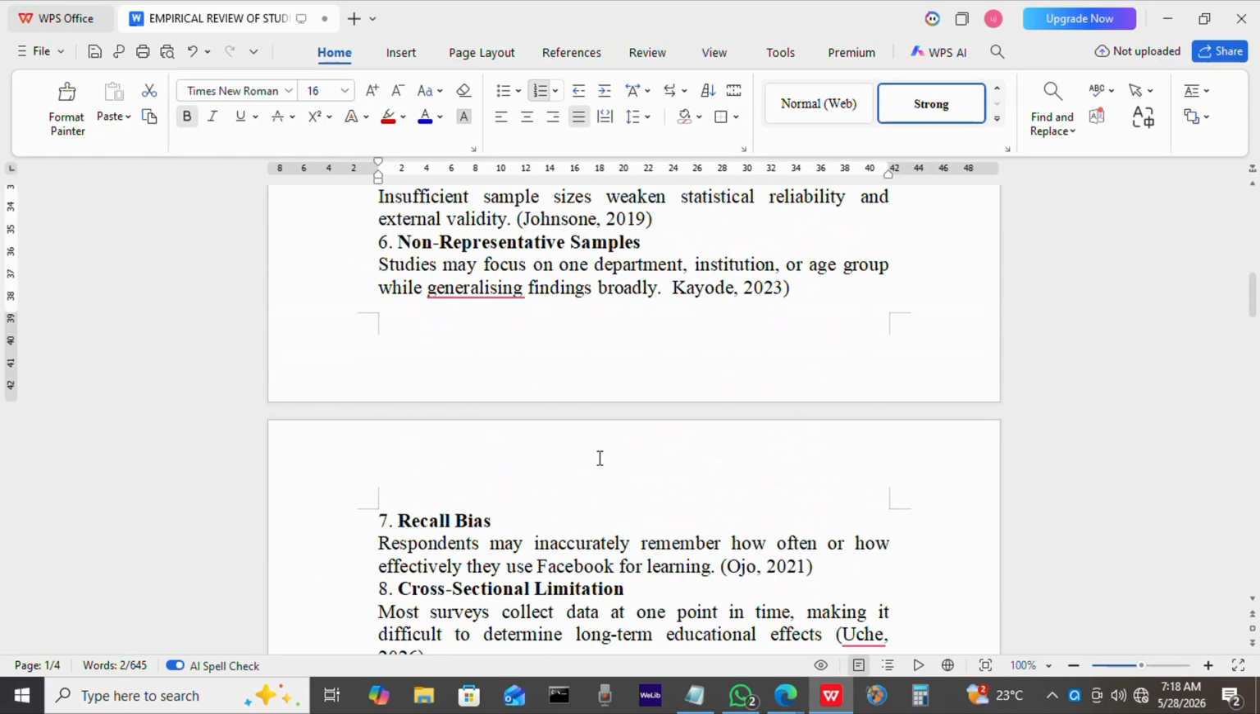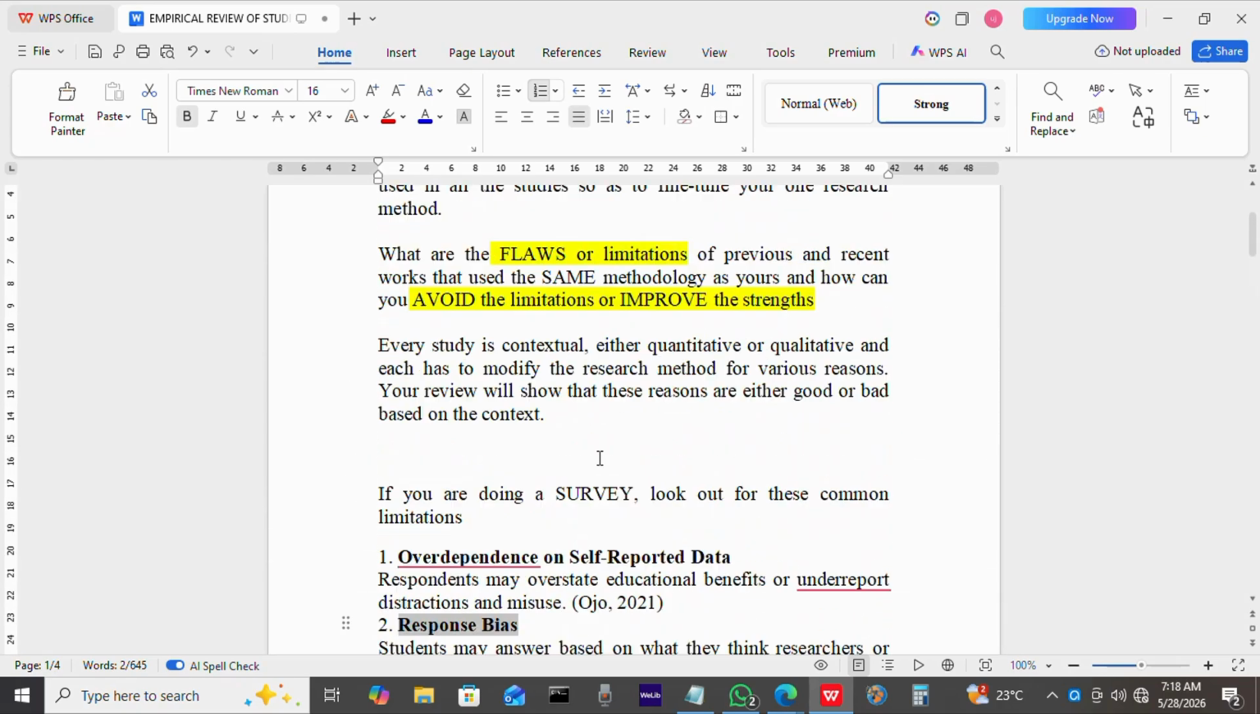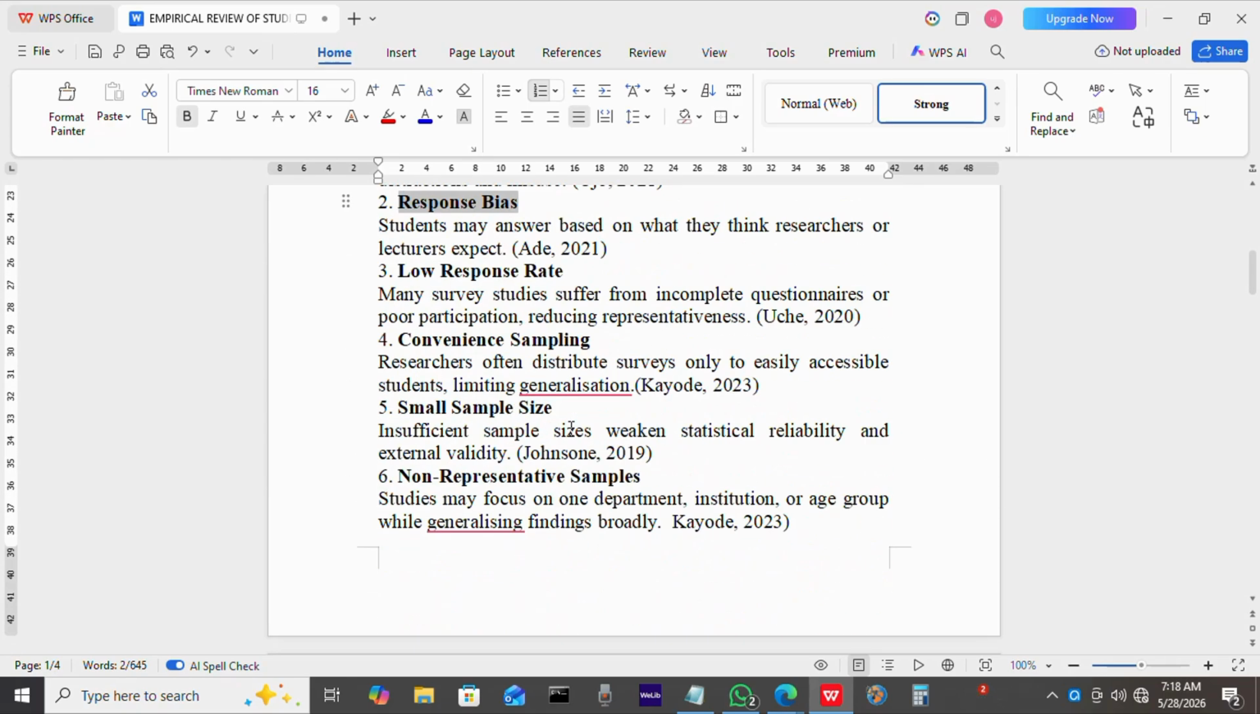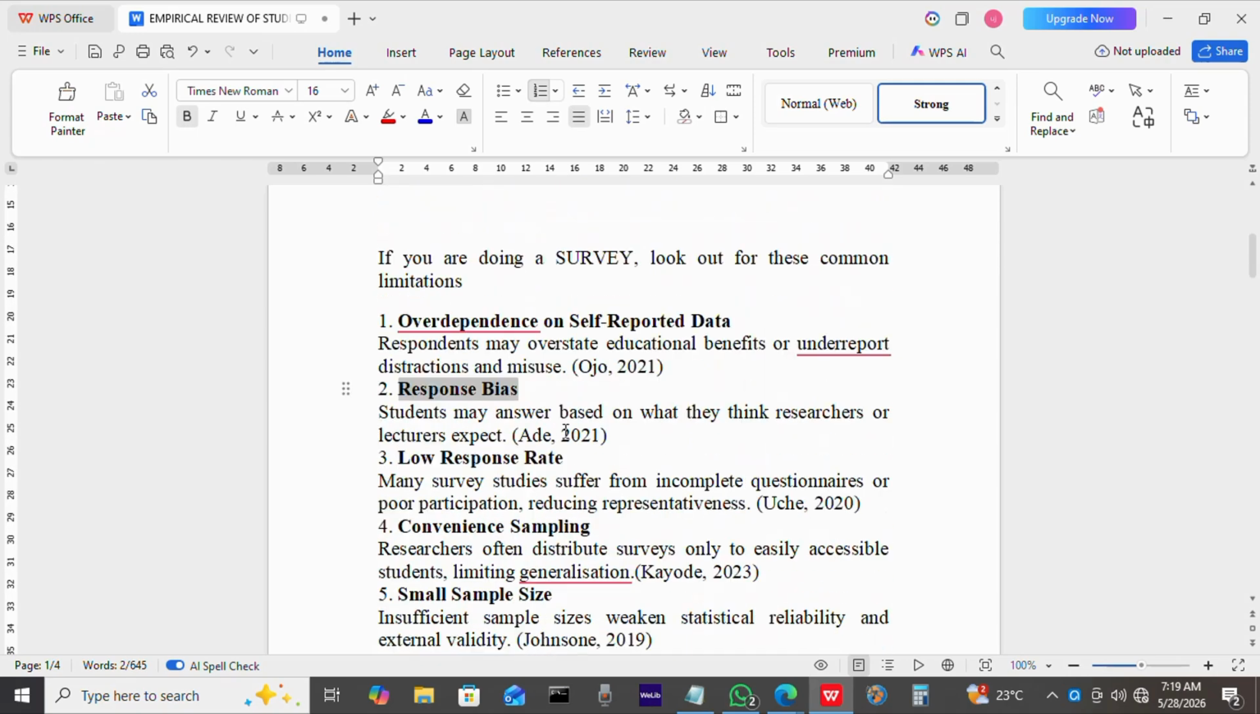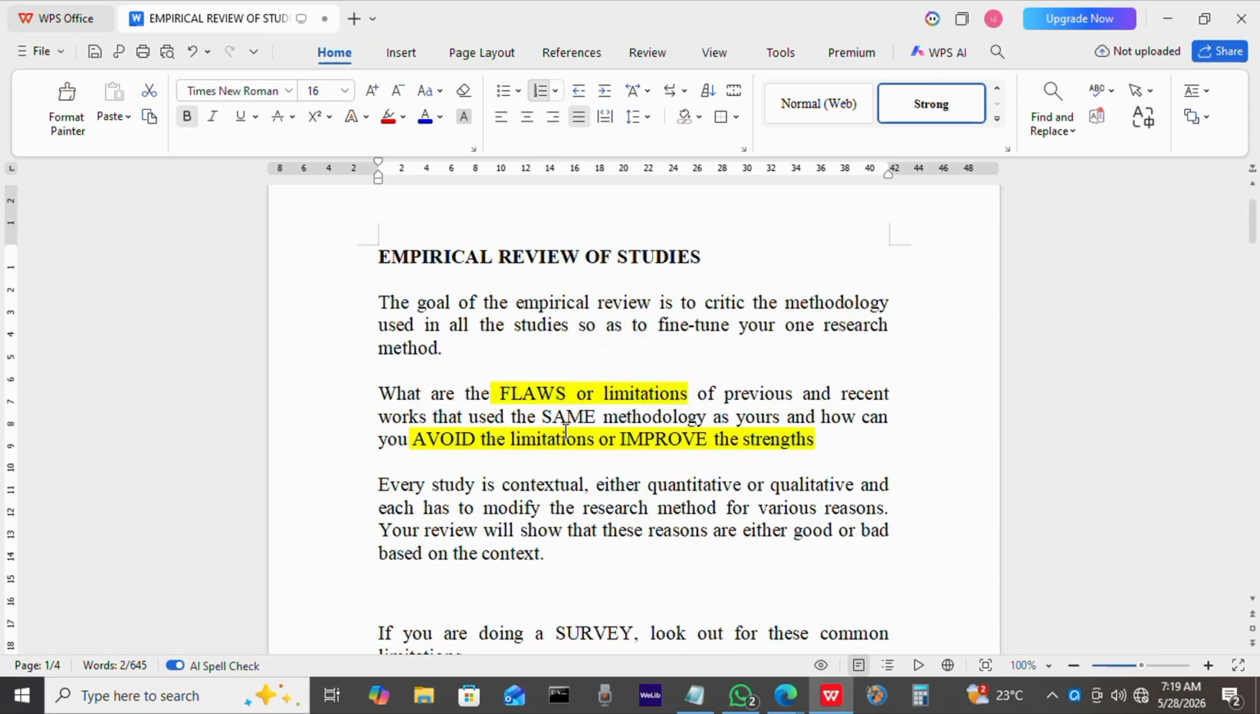So the goal of the empirical review is to make sure that you identify the gaps in one method. If you're using a multi-method, then fine, combine, whether it's survey and interview. Part of it will be the survey, part of it will be the interview. But it is the method you are going to use in your own work that is key, that is critical. So this is how to write the empirical review of studies.